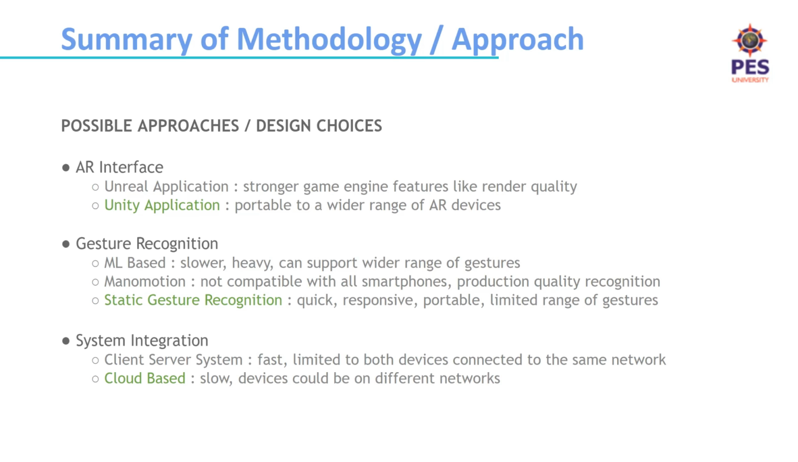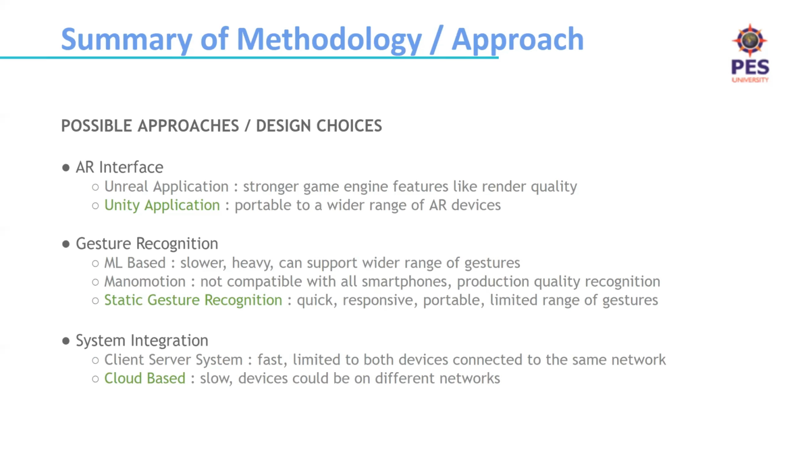For the gesture recognition part, we could implement it by using ML-based models or using motion as well as static gesture recognition. The ML-based models are very slow and heavy, but they could support a wider range of gestures. Motion, on the other hand, although it supports production quality gesture recognition, is not compatible with all smartphones. Static gesture recognition could only support a limited number of gestures, but it is very quick, responsive, as well as portable. So weighing the pros and cons of all the options, static gesture recognition was finally chosen for the demonstration of this project.